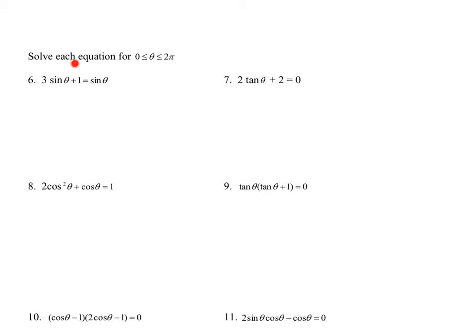Okay, now when I'm solving an equation, I'm going to restrict it to between 0 and 2 pi. So our answers need to be in terms of pi. Here we're going to be in radians. If it read 0 to 360, then it'd be answer in degrees.